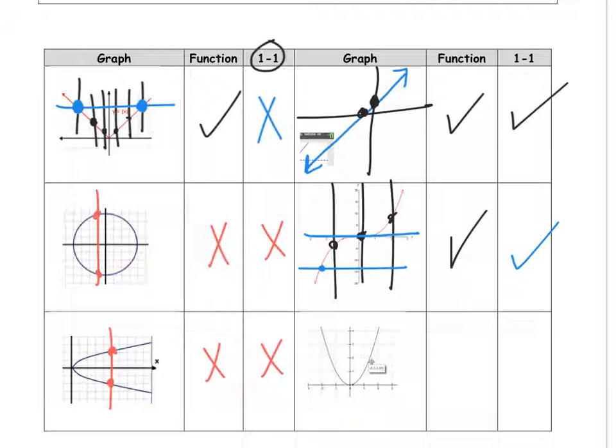And let's look at that last one. So this one hits once, function. Okay, how about a one-to-one function? Horizontal line test. Ooh, fails here and here. Hits twice. Not good. So no. Okay, now we can move on to the next page.